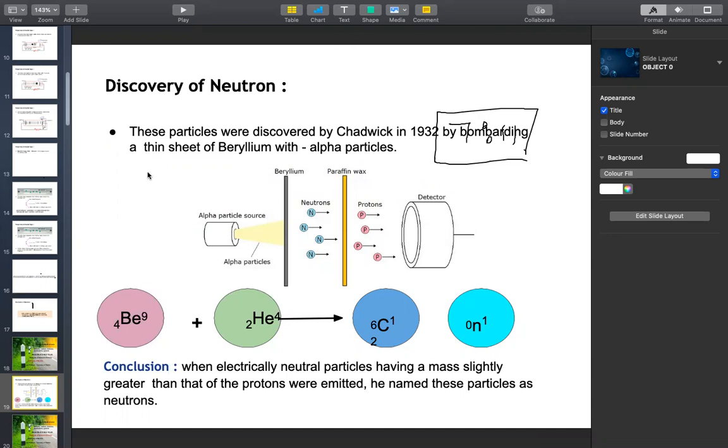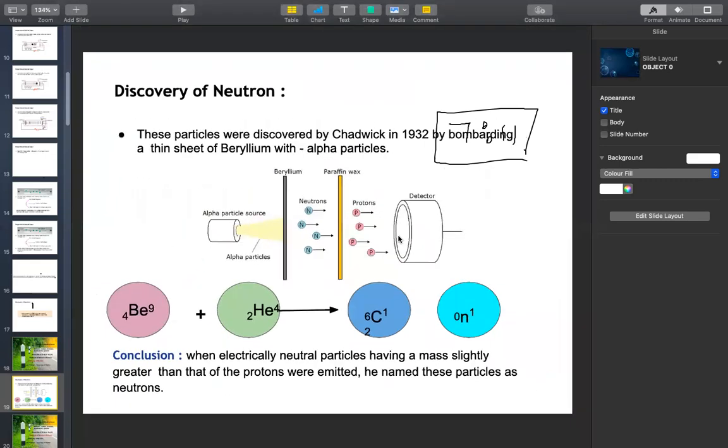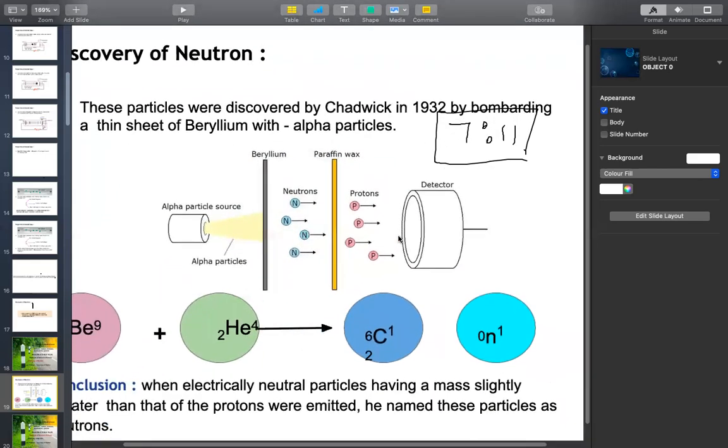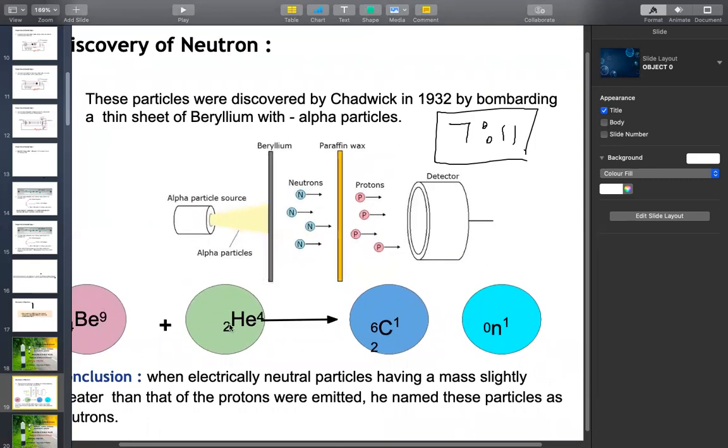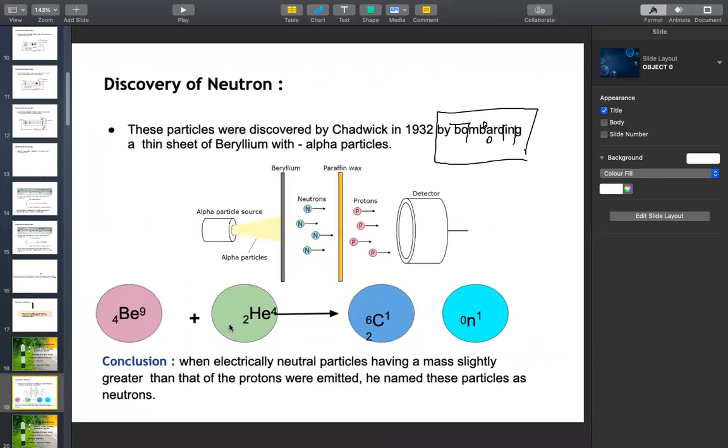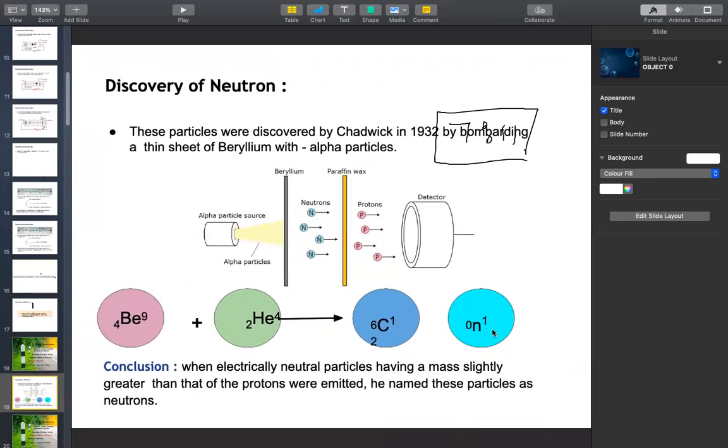Which experiment? He took alpha particles. Alpha particles are helium 2 plus ions, and the source was polonium metal. When these alpha particles were bombarded on a beryllium metal surface, neutral particles were emitted. Those particles were called neutrons, and that was the first time the neutron was discovered in the lab. So beryllium, when bombarded with helium 2 plus, gives a carbon atom and a neutron. These notations I will tell you in a few minutes. So what was the conclusion? Electrically neutral particles having a mass slightly greater than that of the proton were emitted.